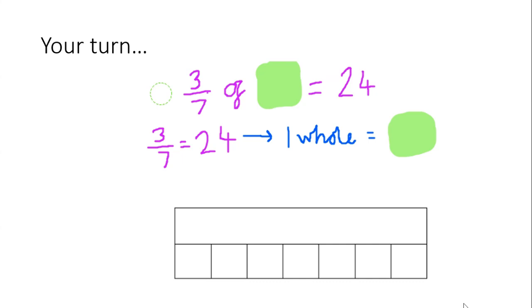Okay, your turn. 3/7 of something equals 24. If 3/7 are worth 24, what's the whole worth? I've put your bar model down here. So start by circling the number of parts which you know already, and then work out what the whole's worth. Pause the video and have a go.